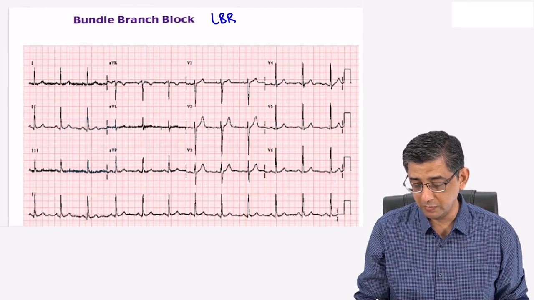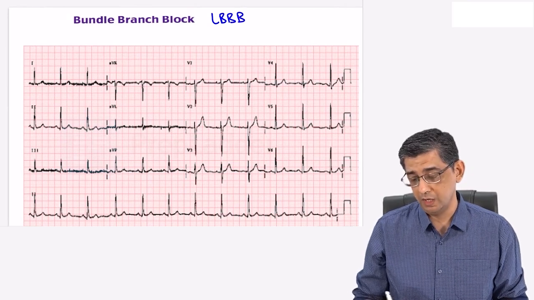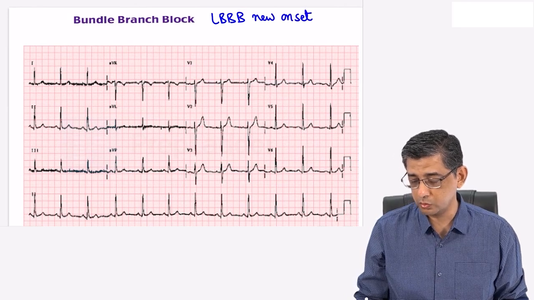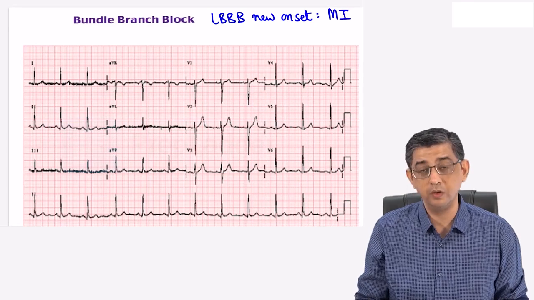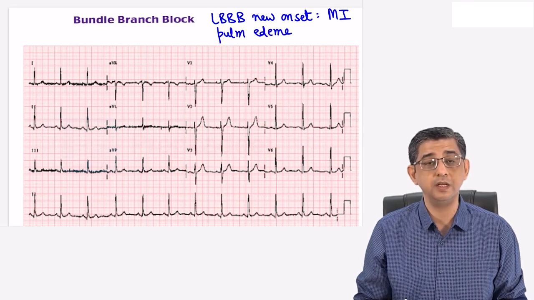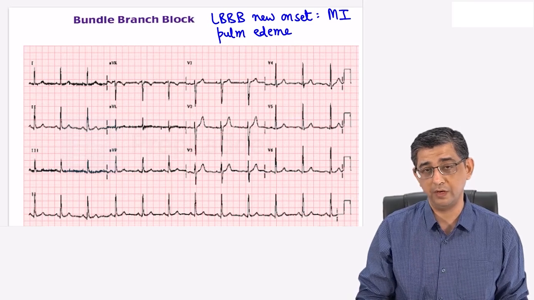At the moment, there are two messages that I've given you. One is, whenever you read in a question new onset left bundle branch block, you should always consider the possibility of myocardial infarction in a patient. And I also explained why we are worried about the patient, because it's not going to be a simultaneous, it's going to be a sequential firing of the ventricles.